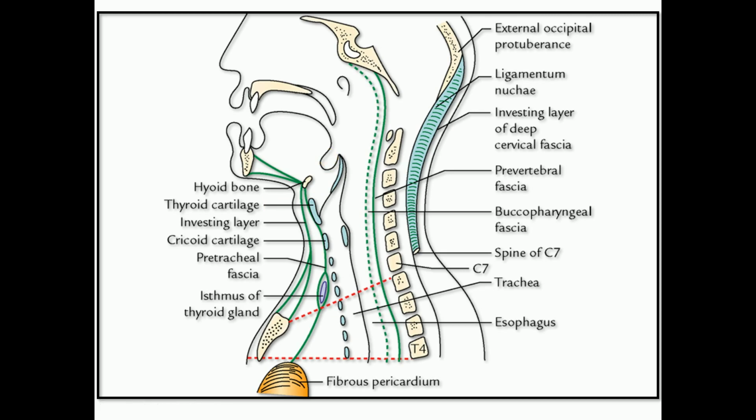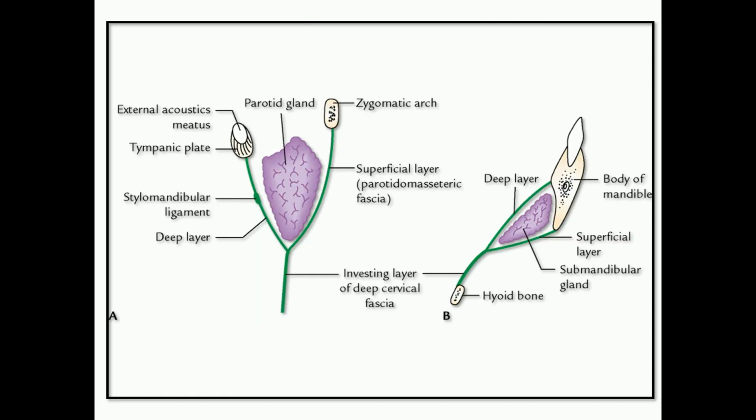Now the superficial layer over the parotid gland is the stronger one, and it covers the superficial surface of the parotid gland as the parotidomastoid fascia. So this superficial layer of the investing layer gets attached to the lower border of the zygomatic arch. Now this one is the deep layer. It passes deep to the parotid gland and it is attached to the lower border of the tympanic plate, and also to the styloid process of the temporal bone.